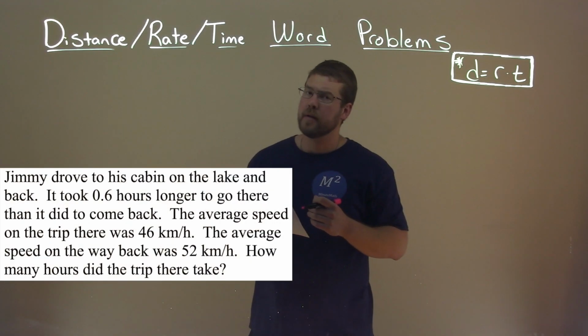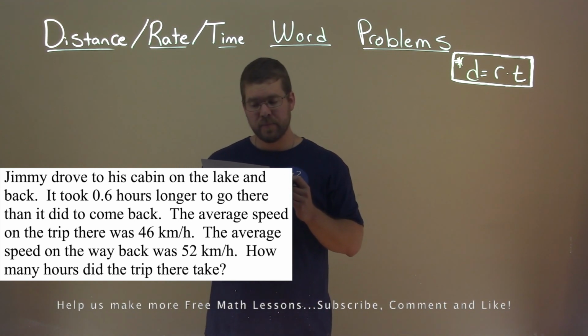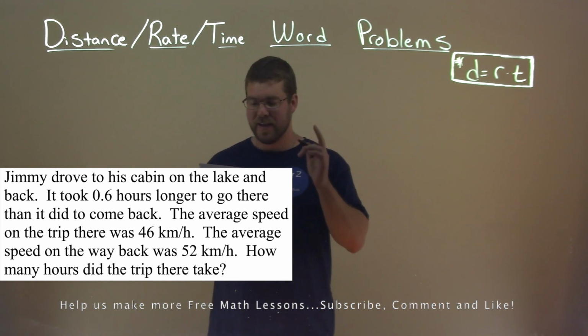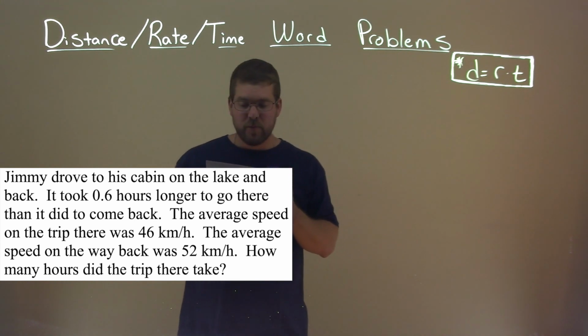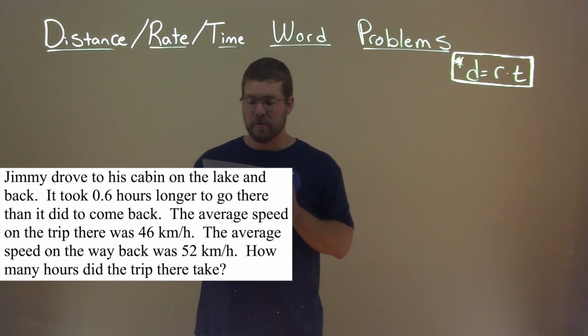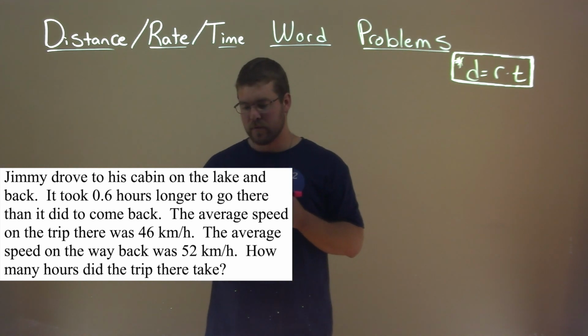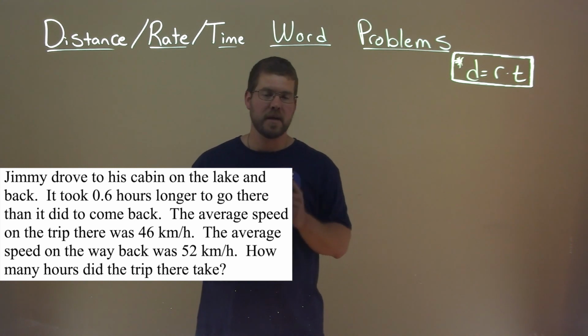We're given this problem right here. Jimmy drove to his cabin on the lake and back. It took 0.6 hours longer to go there than it did to come back. The average speed on the trip there was 46 kilometers per hour. The average speed on the way back was 52 kilometers per hour. How many hours did the trip there take?